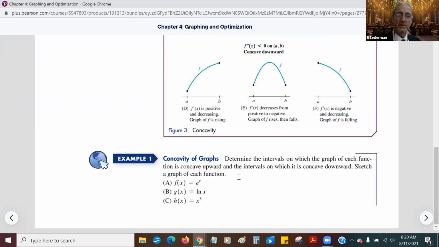Alrighty, let's do an example. We want to find the intervals on which the graph of each function is concave upward, and the intervals on which it is concave downward. So we want to find both those things based on some calculus. We have a is e to the x, b is ln x, and c is x to the third power. So we're going to do some math here. Actually, we're going to do some calculus crunching.